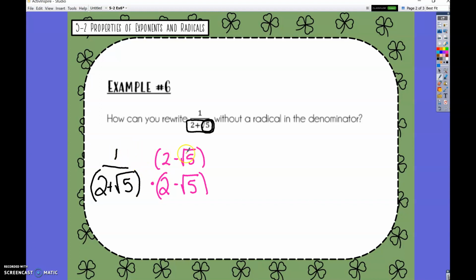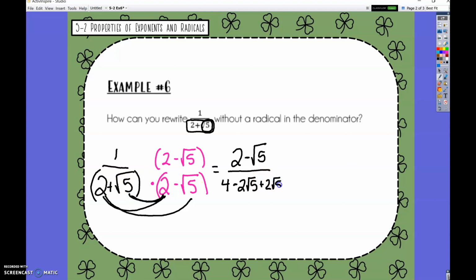Now 1 times 2 minus root 5 will just be 2 minus root 5. But in the denominator, we would use our rainbow technique or our distributing technique. So 2 times 2 would be 4, and 2 times a negative root 5 would be negative 2 root 5. Then now I have a root 5 times 2, they're both positive, so it would be a positive 2 root 5. And a positive times a negative makes a negative root 25, because 5 times 5 makes 25.